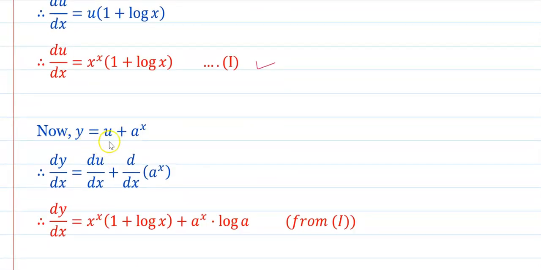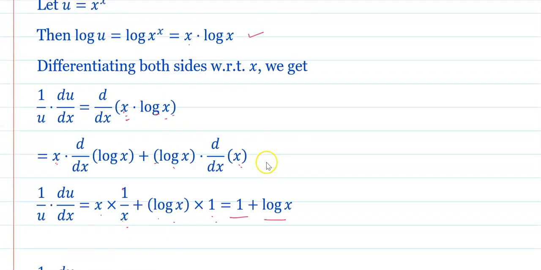Okay. Next, y is equals to u plus a raised to x. Now differentiate with respect to x. Therefore, dy by dx is equals to u's derivative du by dx plus d/dx of a raised to x. The derivative of a raised to x is simple. What is that? A raised to x into log a. And what is the derivative of u? It is x raised to x into in bracket 1 plus log x. And it is here. And hence, dy by dx is equals to x raised to x in bracket 1 plus log x plus a raised to x into log a. Okay. You can look at it once again here.